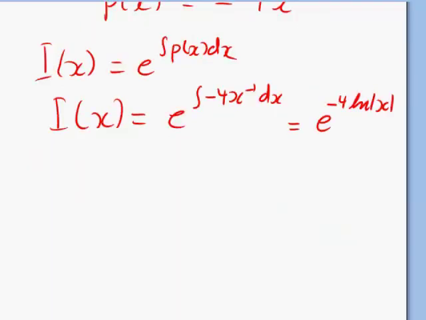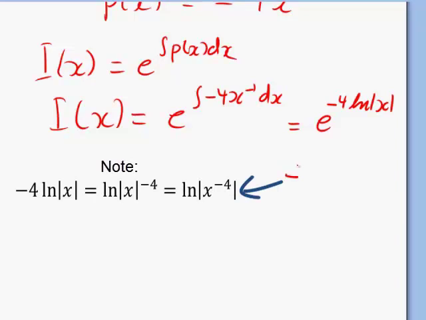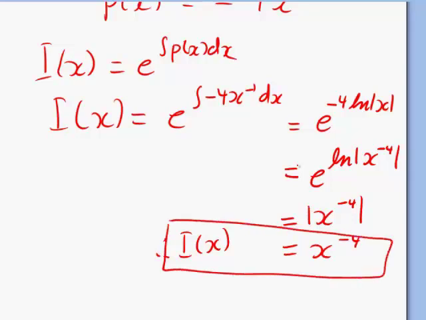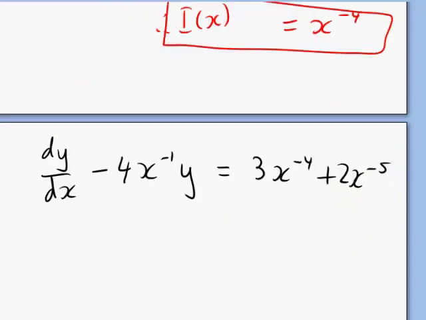So that's our integrating factor, but we can actually simplify that a bit, because by our log laws, that's e to the ln modulus of x to the minus 4. And since ln is log base e, when we have e to the log base e, that just leaves us, in this case, with modulus of x to the minus 4. And finally, because of the properties of integrating factors, we can remove the modulus in this case to get that our integrating factor I(x) is x to the power of negative 4.